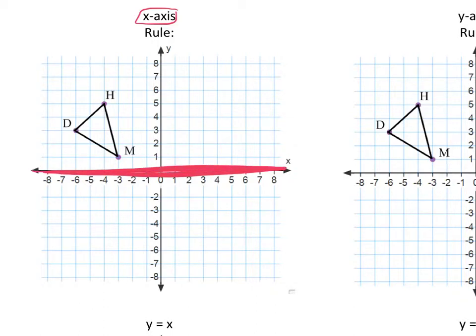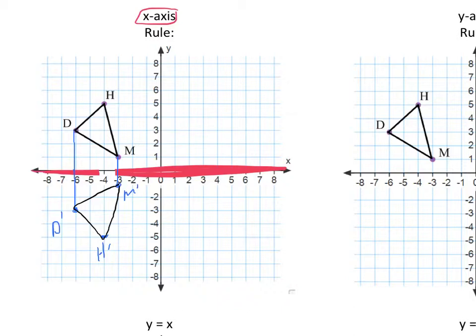And if we reflect across that, the M gets reflected 1 unit to the other side. The D takes 1, 2, 3 units to get to the line of reflection, so 1, 2, 3 units away. That is D prime. This is M prime. H is 1, 2, 3, 4, 5 units away, 1, 2, 3, 4, 5 units away. That's H prime. And that leaves us with a reflection over the x-axis.